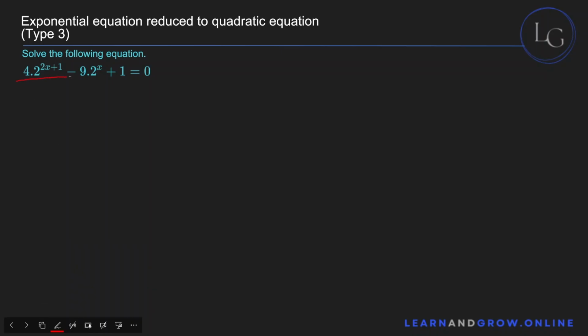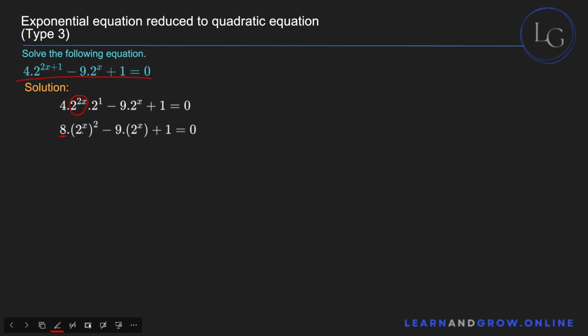This is the equation that we have. What we'll do here is basically, as you know, this becomes 2 raised to the power 2x plus 1. This can be further simplified to 2 raised to the power 2x multiplied by 2 raised to the power 1. Now, this 2 raised to the power 1 will be multiplied with 4 to give you 8. And now look at this term basically here.